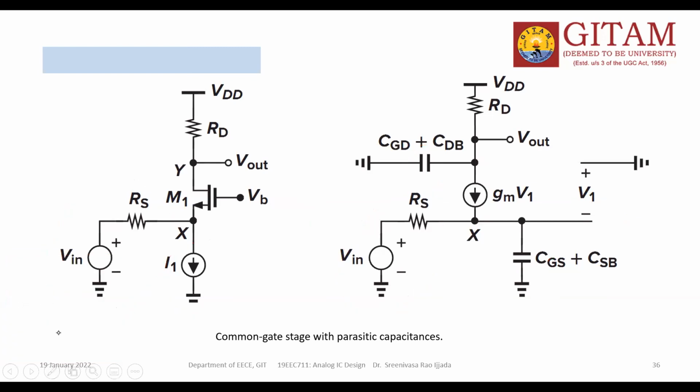Yes. So this is the circuit. This is the common gate configuration, common gate stage, and this is its small signal equivalent circuit, including the parasitic capacitances, where Vin is applied to the gate of the MOSFET. This is the CGS. CGS means gate to source, plus source to body, gate to drain, and drain to body. These are the parasitic capacitances.